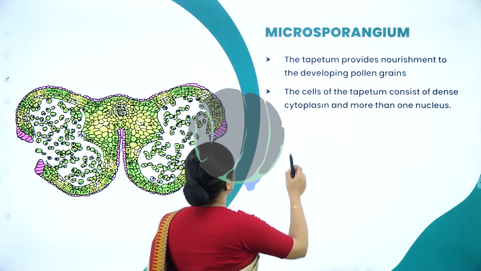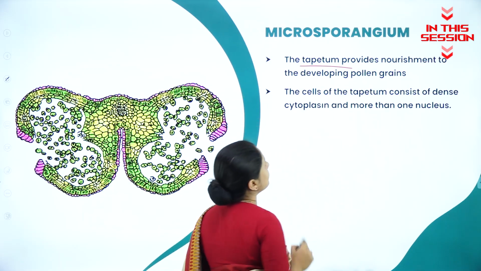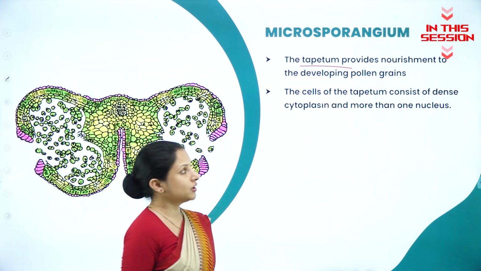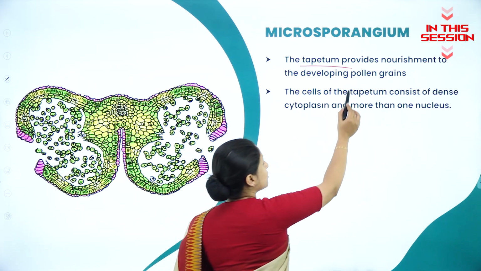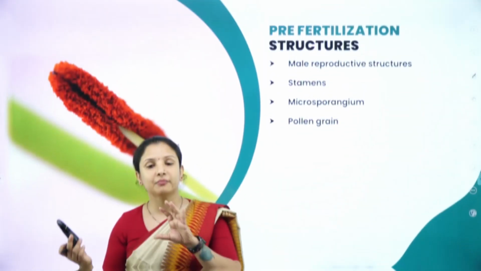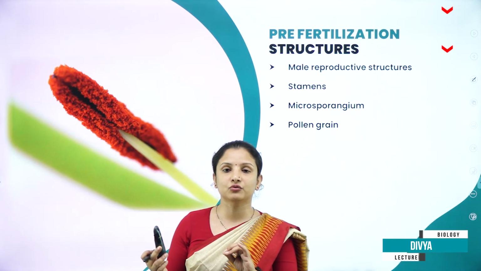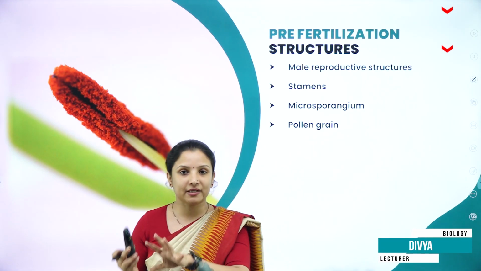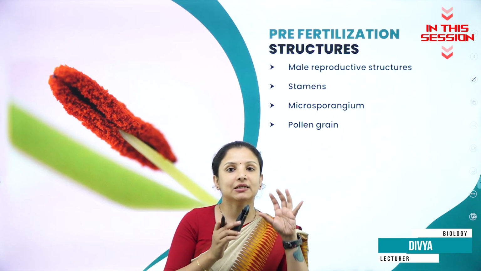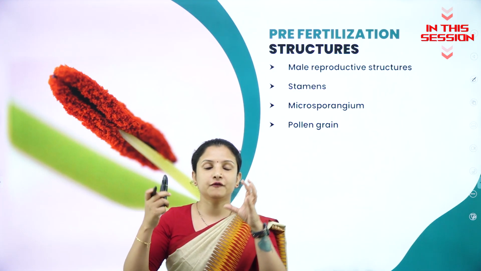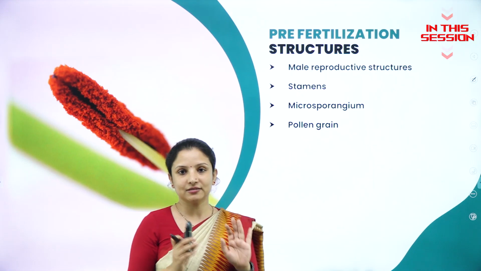What is the function of the tapetum? Tapetum provides nourishment to the developing pollen grains, or microspores. The male gamete is related to the pollen grains, which are produced by the anther, and the female gamete is nothing but the ovule. Now when the ovule fuses with the pollen grain, we call it fertilization.